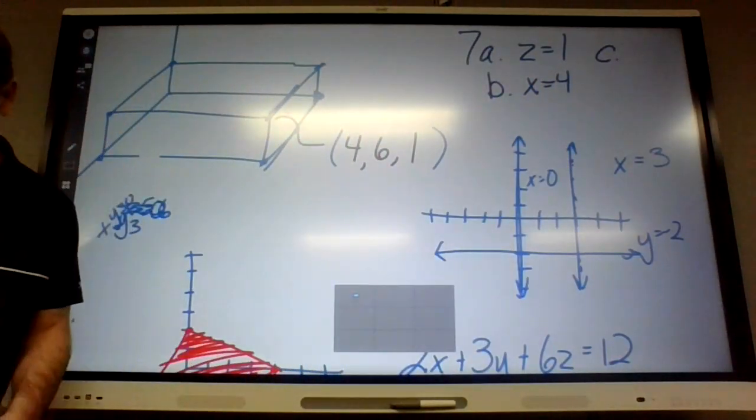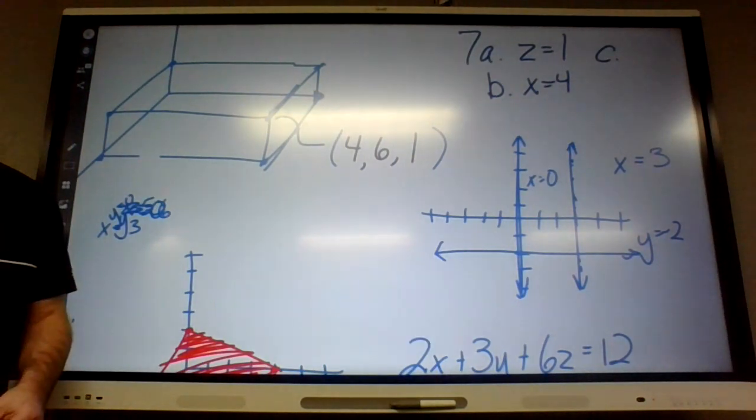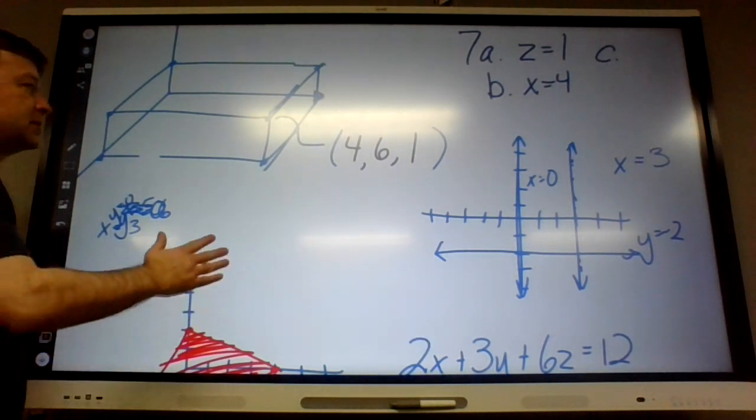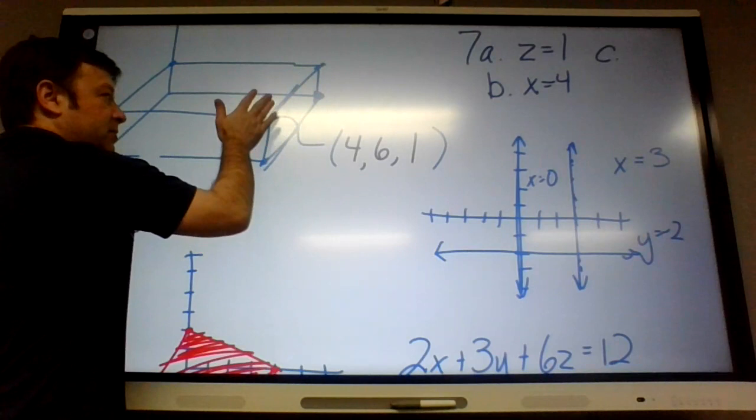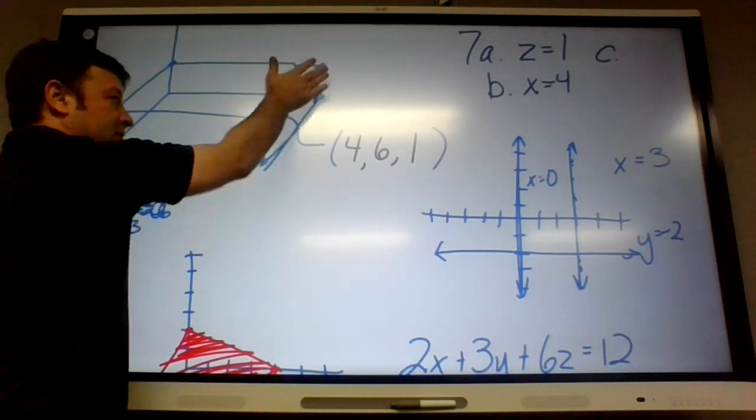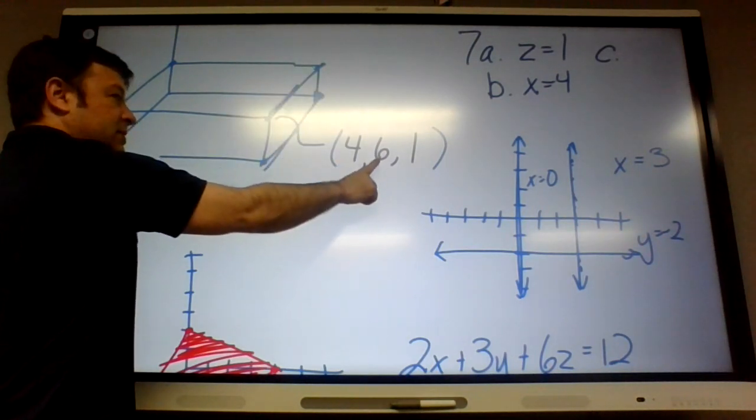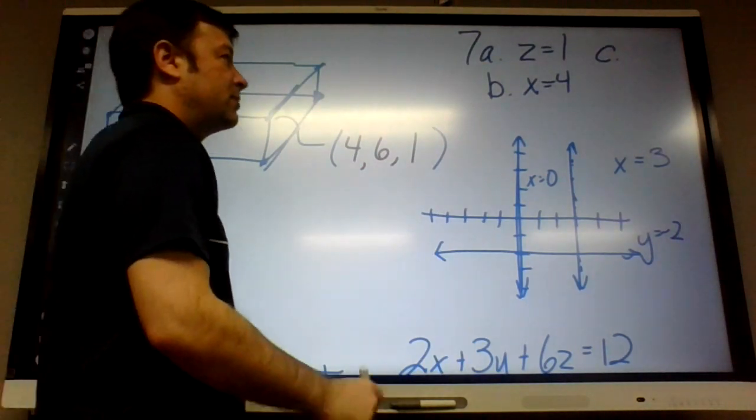For C, it says plane BCFE. BCFE is on the right, and this one's cutting through the y-axis. Where is it cutting through at? 6. So it's just going to be y equals 6.